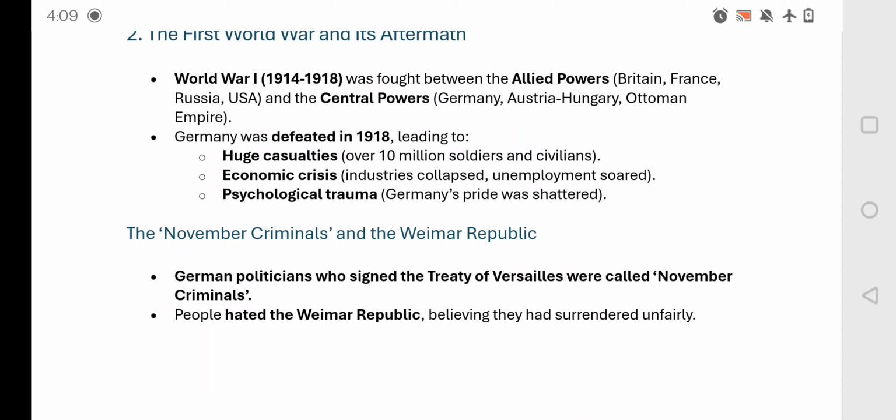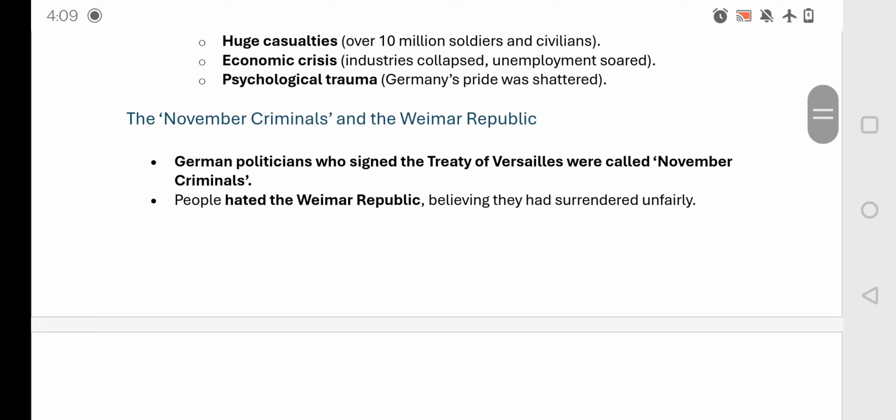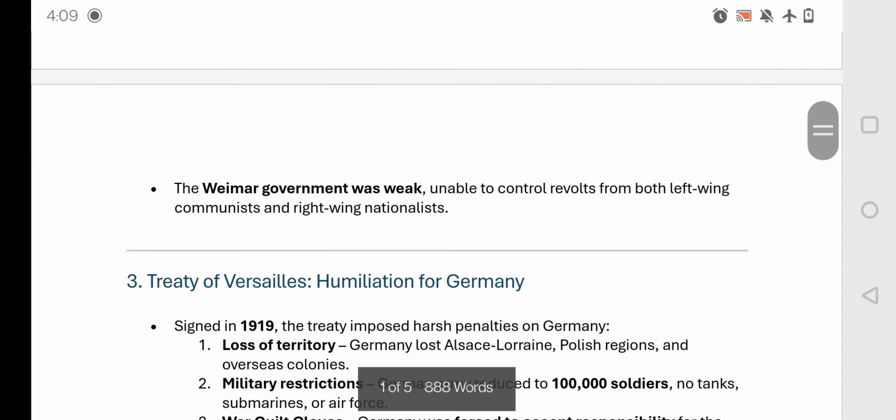There were some people known as November criminals. Who were they? Actually, they were the supporters of the Weimar Republic. Let's know how. German politicians who signed the Treaty of Versailles were called November criminals. People hated the Weimar Republic, believing that they had surrendered unfairly. When the war ended in November 1918, the government changed and a new government was formed, which was the Weimar Republic, about which we'll get to know.